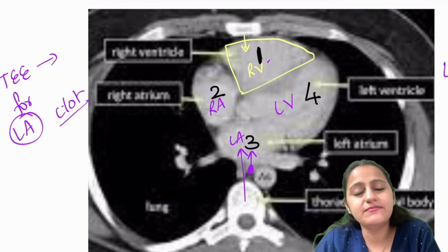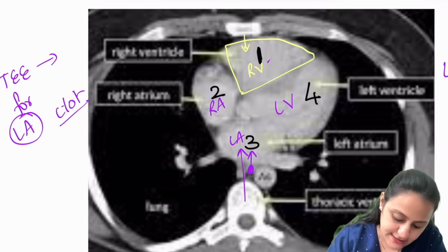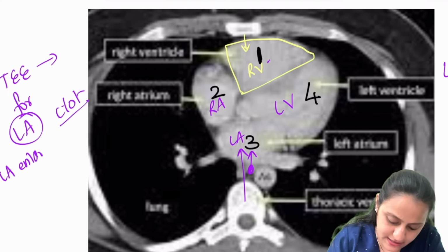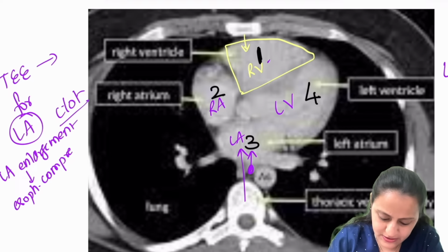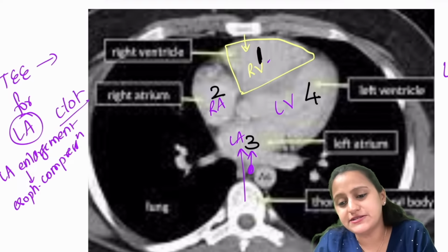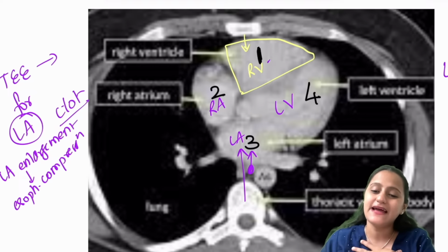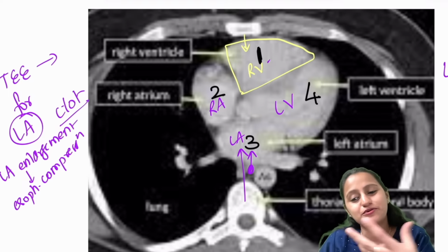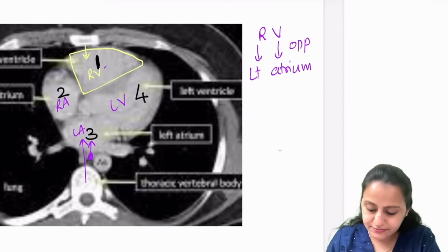So we were discussing about other way around. If I ask that, which chamber enlargement will cause esophageal compression? So remember, it is left atrial enlargement which will cause esophageal compression. Is this clear with everyone? Yes, correct. In a stab injury, the right ventricle will be affected because it is anterior most.